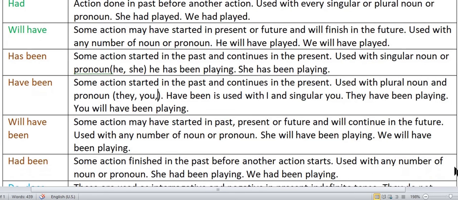Next we have will have been. As I have told you, will gets have always. So here it doesn't matter whether single or plural. We will use will have been with any number of noun or pronoun. We use will have been where some action may have started in the past, present, or the future, and will continue in the future. She will have been playing, we will have been playing.